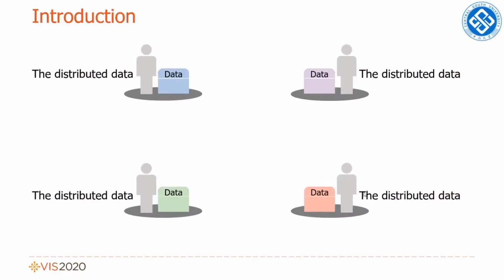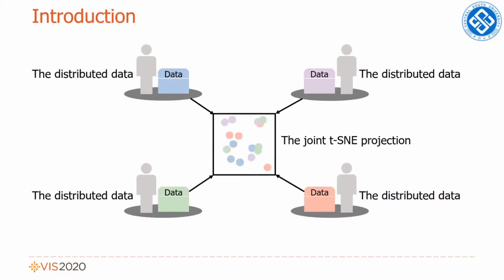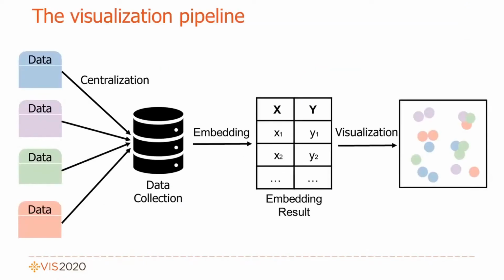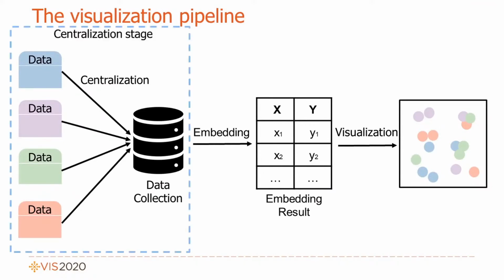Nowadays, data is often distributed and owned by different participants. There is an emerging need to provide a joint visualization, such as a t-SNE projection, to serve as the full picture in data analysis. If the participants are privacy sensitive, how can we build a joint projection without data leakage? Conventional embedding algorithms, such as t-SNE, are designed for single-site computation and require data centralization. Privacy leakage may happen in 3 stages in the visualization pipeline.